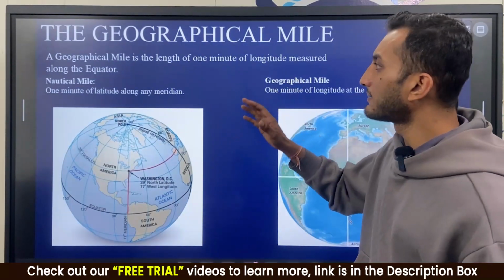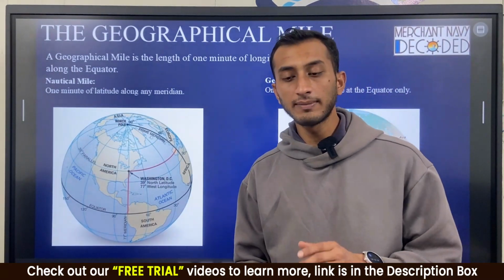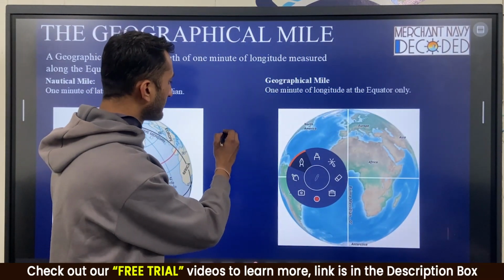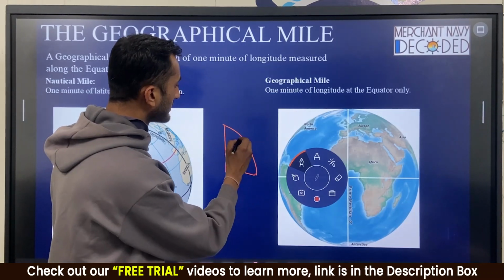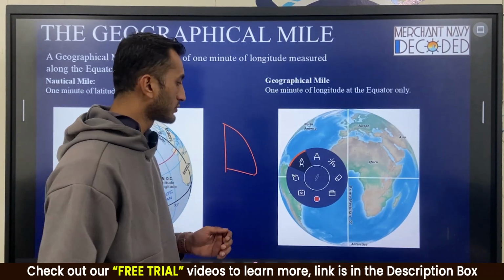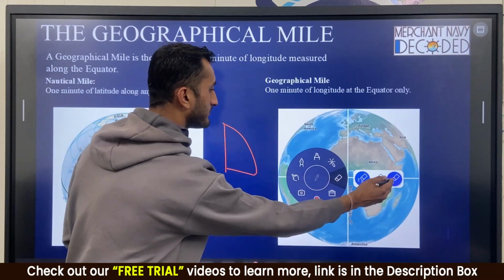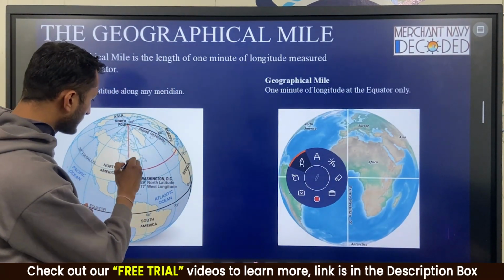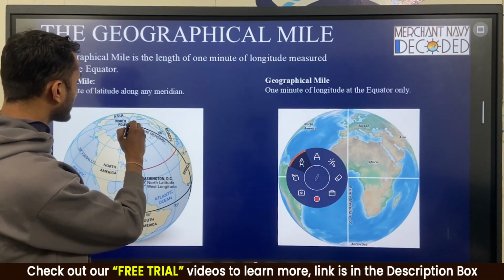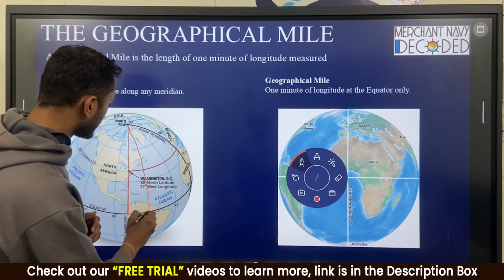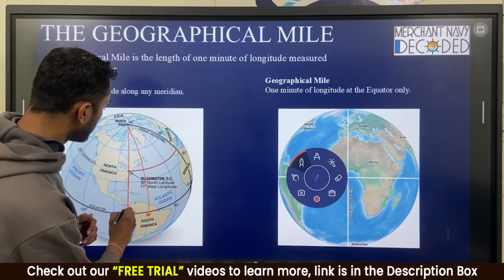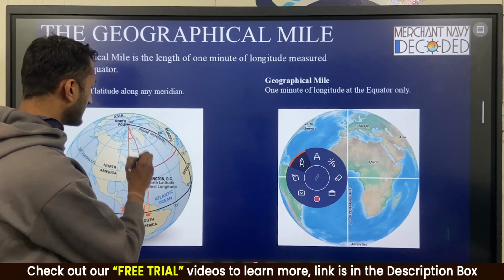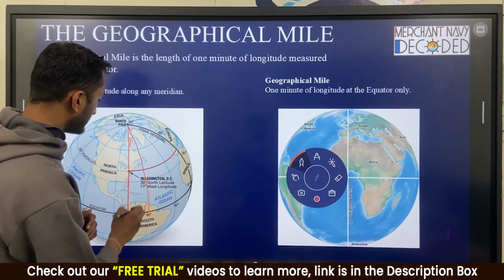Next is geographical mile. What is geographical mile? Like I said, in nautical mile we took a piece of the longitude, but in this case we are considering this as one longitude and this as the other longitude. Let us ignore this 60 degree. Let this be 1 degree, this be 1 minute. The angle over here is 1 minute.